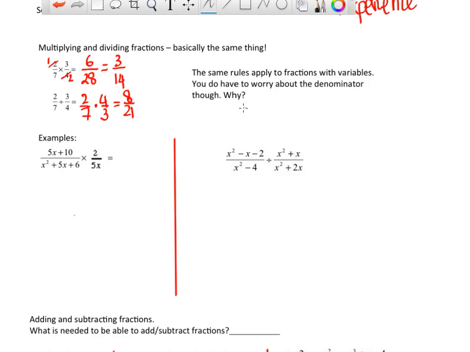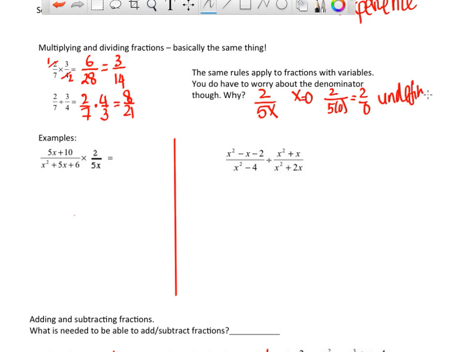You can do the same thing with variables and fractions, but you do have to think about the denominator a little bit. Okay, so let's think about that first. So why is the denominator important? Well, if I look at this one over here, 2 over 5x, this fraction will work for a ton of numbers, except not for one. If I made x equal to 0, you get 2 over 5 times 0, and you get 2 over 0. And a couple days ago we talked about that dividing by 0 is undefined.